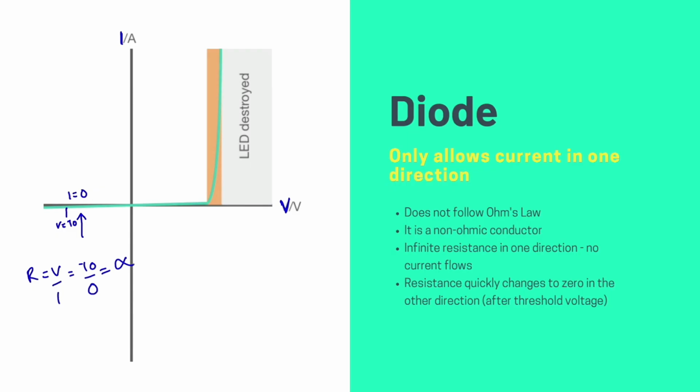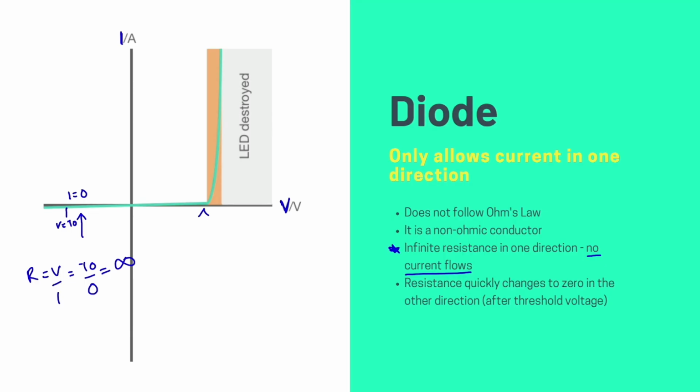A number divided by 0 is infinity. So in one direction, for a diode, it has infinite resistance. The characteristic graph shows that when it's wired up in one direction, the resistance of a diode is infinite, and that means that no current flows. So a diode can only allow current in one direction.